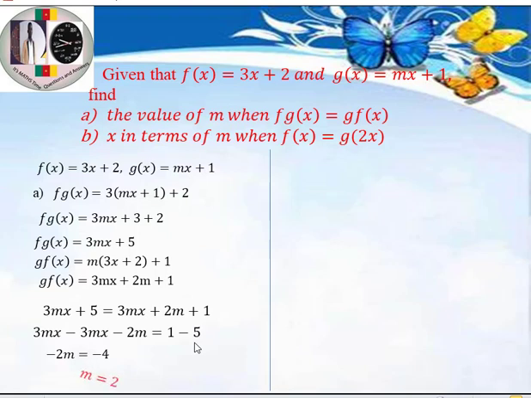So we divide both sides by minus 2, and dividing the right hand side by minus 2 will give us a value of m equals to 2.